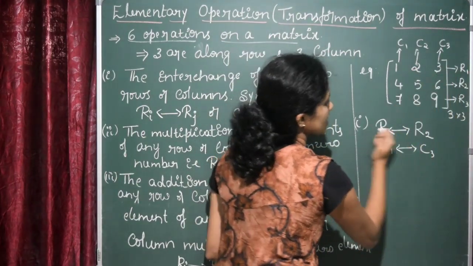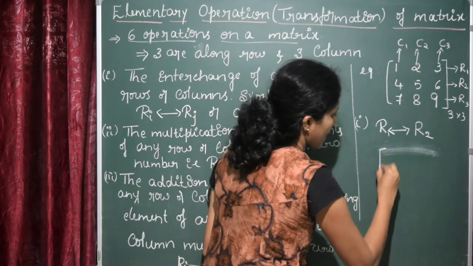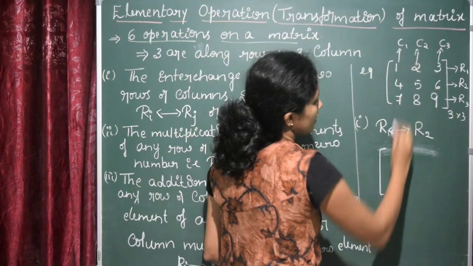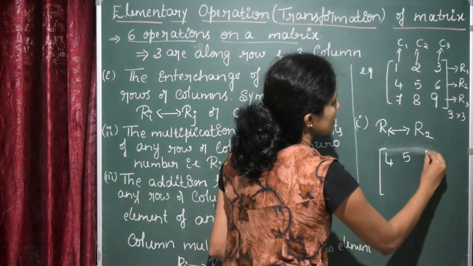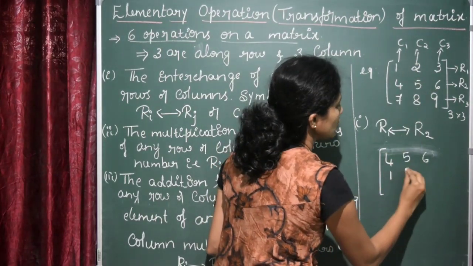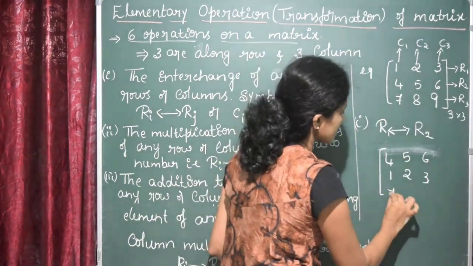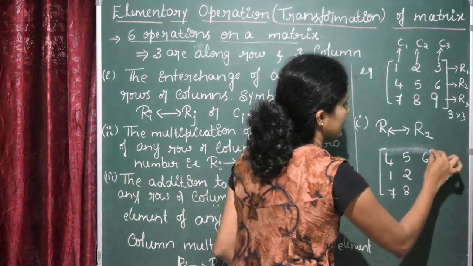Now I can write this as matrices. After the interchange of row 1 and row 2, I can write this as 4, 5, 6, and this will be now 1, 2, 3, and the last row R3 is as it is, that is 7, 8 and 9.